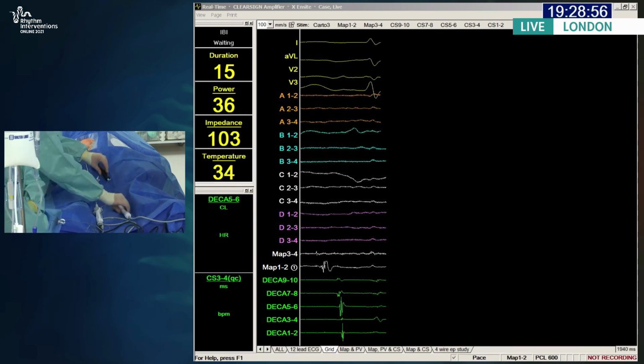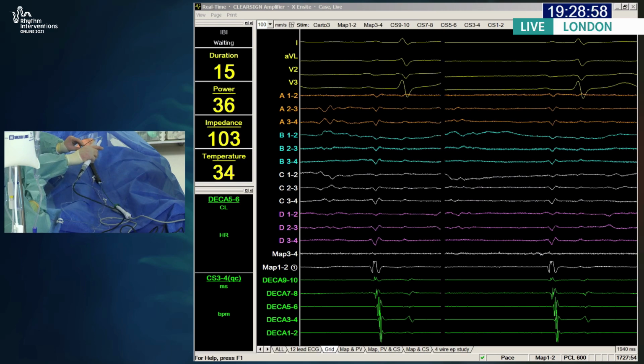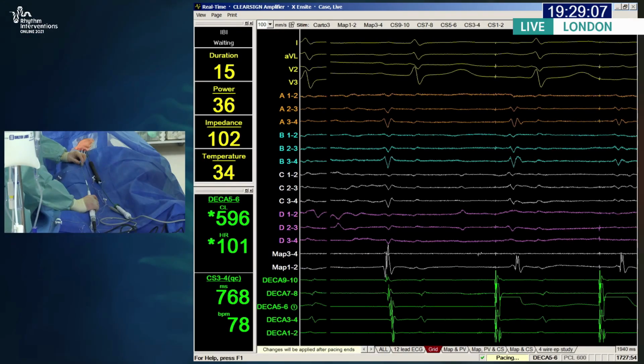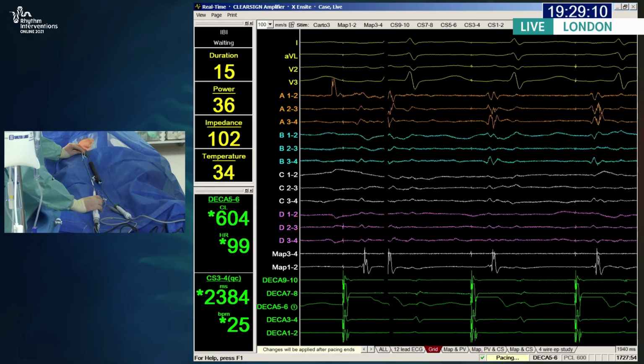I'm not sure everyone would worry about pasting the appendage, but... Ross, I have a question for you. The question is, do you use esophageal temperature monitoring or not? Or what do you do to avoid esophageal injury?